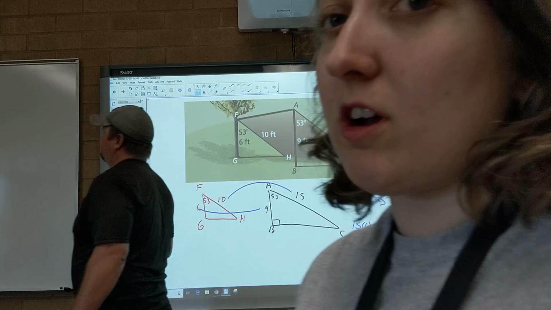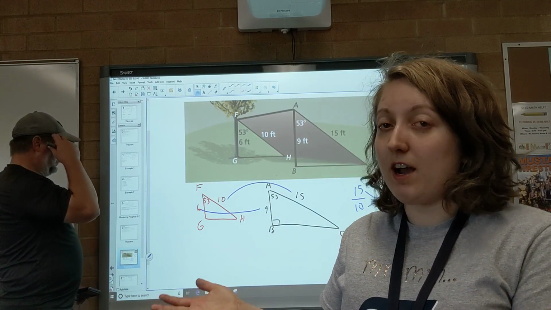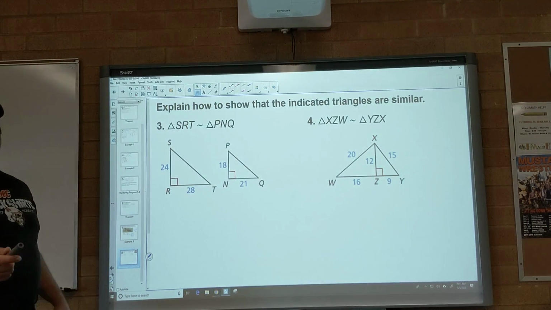Guys, I love the way Mr. Lee cross multiplied, because sometimes multiplying is easier than dividing both of them. So I love that. I think that's way better. And here we go. Okay, great.